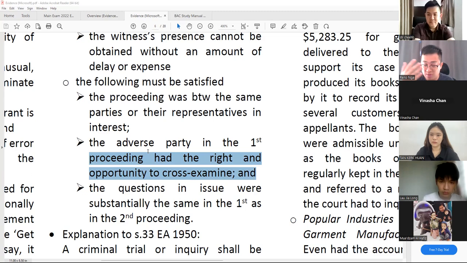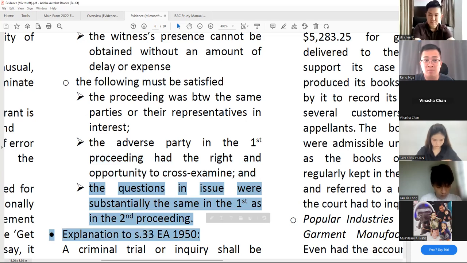It's very unfair. So therefore, the law is you must give the opportunity at least one time or first time for them to cross. Then only in the second court, they can accept it. Okay? Then the question in issue was substantially the same. So this one also I leave for you guys to discuss whether it's the same on the facts or not.